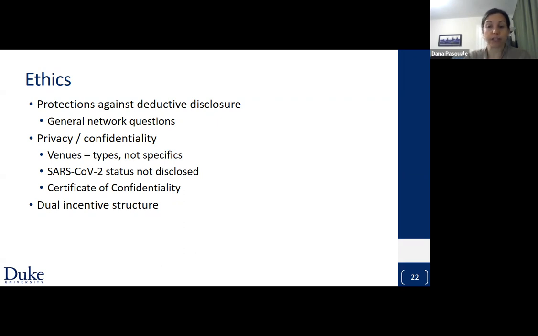So deductive disclosure is still a risk since we ask information about household composition. So everything is protected within HIPAA compliant systems. We're also taking steps to protect the privacy of respondents and potential participants. So we don't ask which grocery stores or things like that people specifically go to, only the types of places that they go or the types of activities that they might engage in. We also don't require participants to disclose their COVID status when they recruit contacts. They can just say, I've joined the study, and would you like to join it as well?